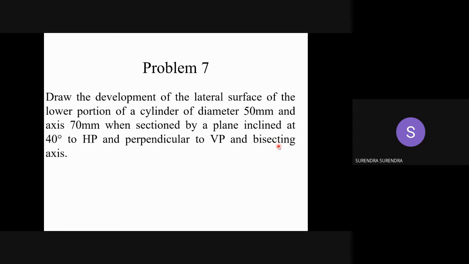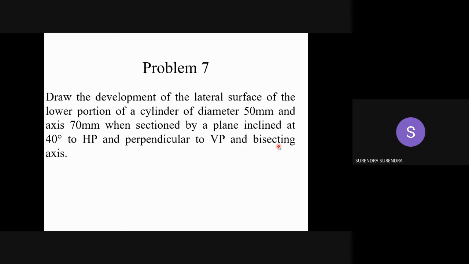Now, let us go for a cylinder. The only variation between the cylinder and the prism is, in cylinder, the lateral surface is a smooth surface without any edges. In prism, the lateral surfaces are flat surfaces. That is the only difference.